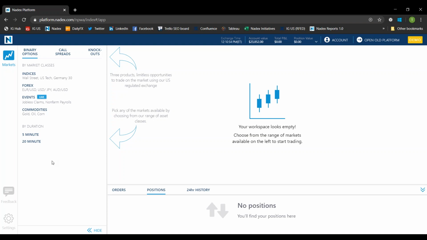Number one, on the left-hand side, you'll notice this panel, which has all of our products, and it is broken into 3 buckets: binary options, call spreads, and knockouts.